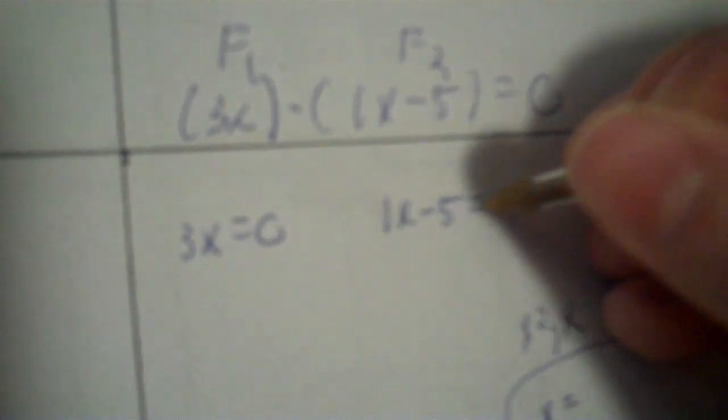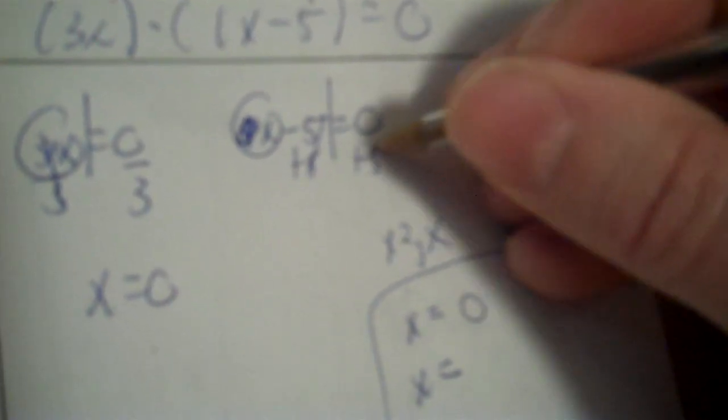So F1, F2. So 3x could equal 0, or 1x minus 5 could equal 0. So I would divide by 3 here, and that would be 0. I really don't need the times 1, it's just add 5. That's 5. 0 and 5.